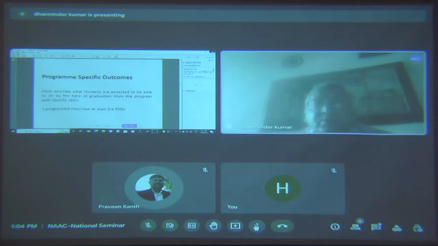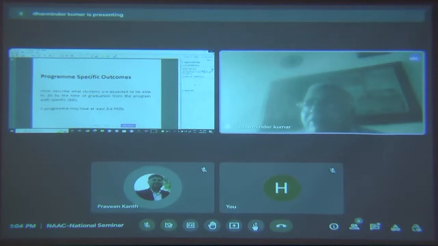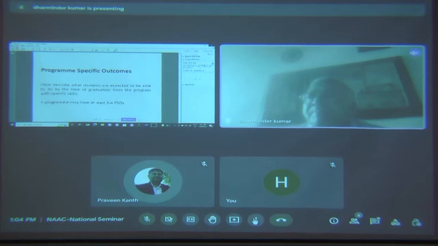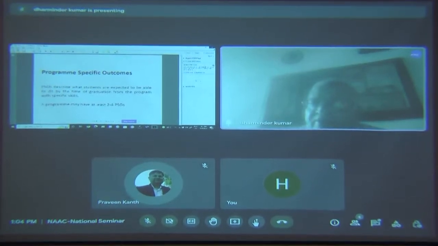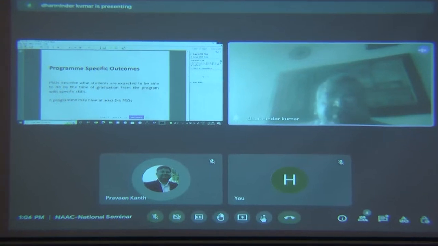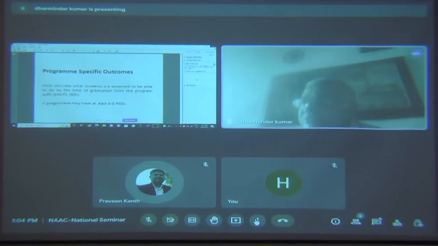Okay. At least 2 to 4 PSOs. These two to four PSOs differentiate your BTech or BE program from other BTech programs of a similar discipline. Like normally the convention is that civil engineering of IIT Roorkee is one of the best. So what is best there? That will be determined with the help of PSOs.